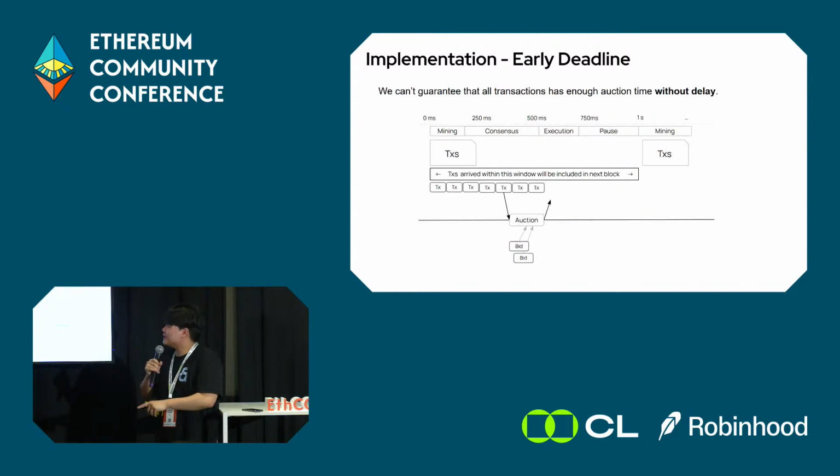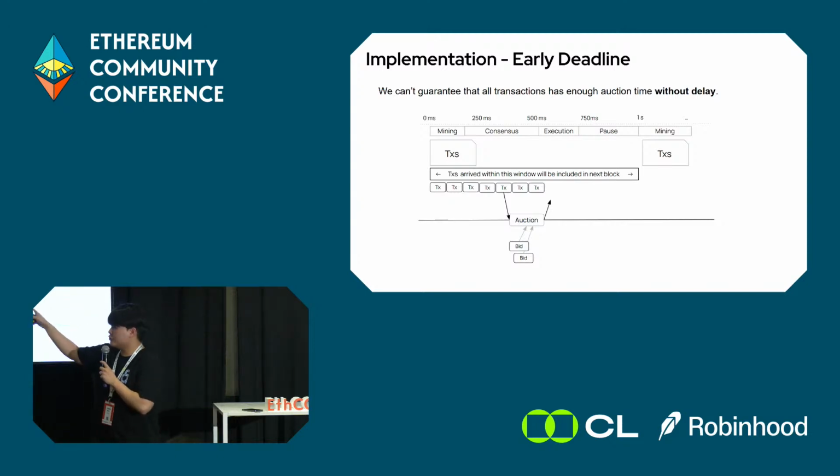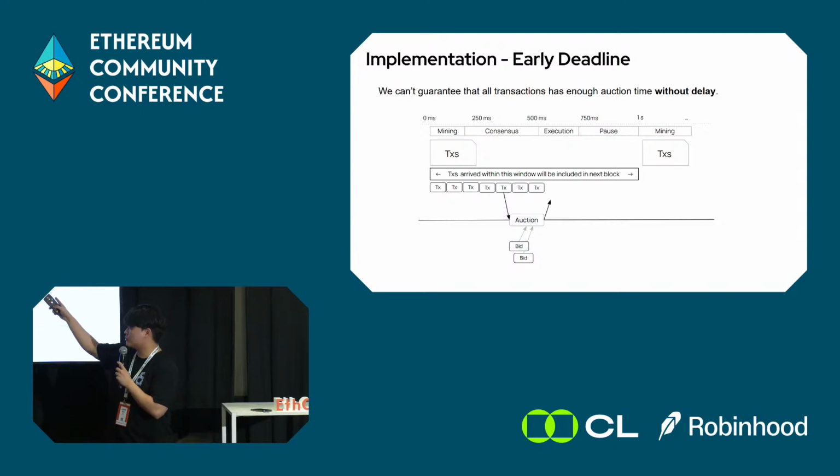To do this, it's actually inevitable to introduce some delay. So we need some delay, and this example elaborates more on the problem I shared before. There's some interval. For example, we have a 1 second block time. So there's a 0 millisecond to 1 second interval, and the transactions during this time interval will be included in the block.